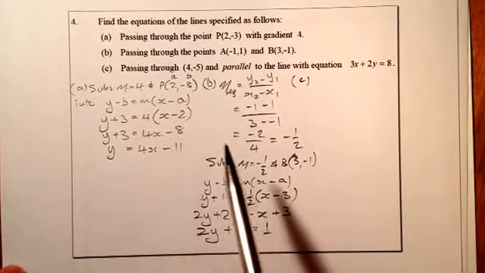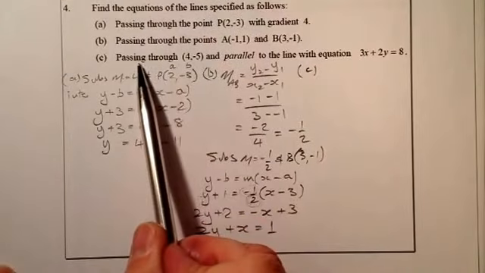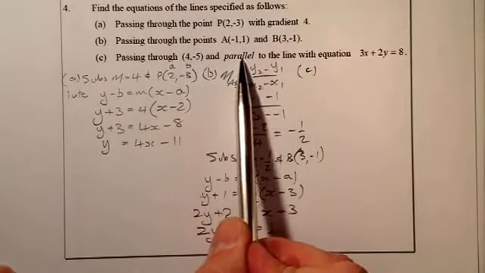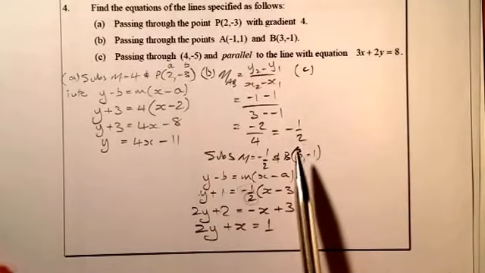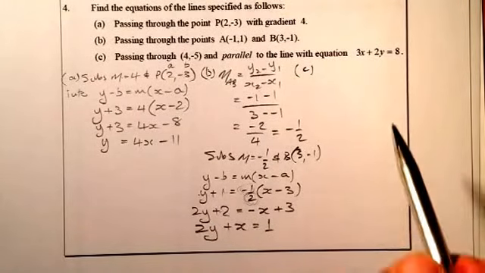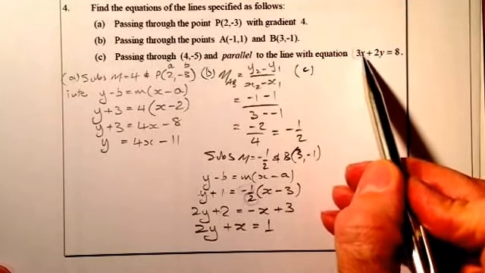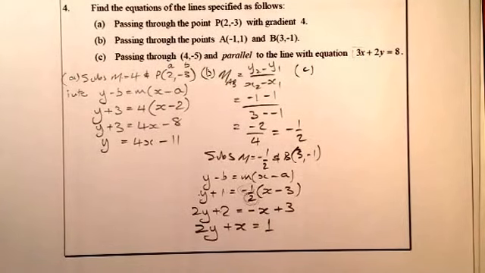Right, so we're looking for the equation of a line passing through that point there, and it's parallel to the line with equation 3x plus 2y equals 8. Try not to make the mistake of just grabbing the number sitting in front of the x as your gradient. That's not the gradient of this line. Let me show you what the gradient is.